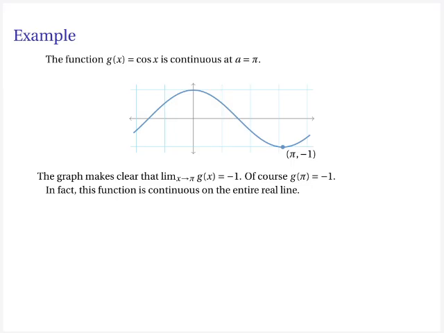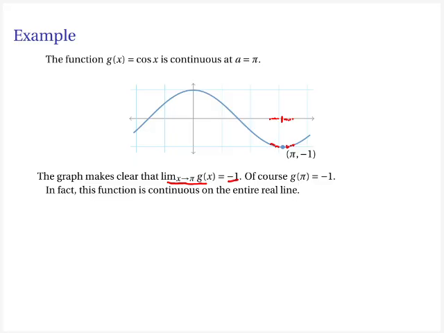The first example is supposed to be a straightforward example that just isn't a polynomial. So I picked g of x as cosine of x, and I picked a equals pi just to pick something. Pi is about 3.1. The graph makes perfectly clear that if I take inputs that are slightly less than pi, then I get outputs that are slightly less than f of pi. If I take inputs that are slightly more than pi, then I get outputs that are slightly more than f of pi. So it's perfectly clear here that the limit as x goes to pi of g of x is indeed f of pi.